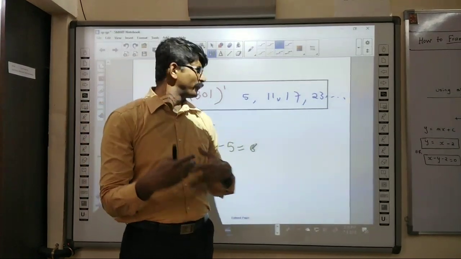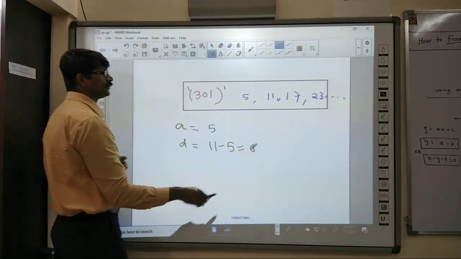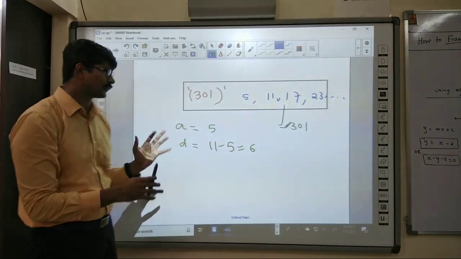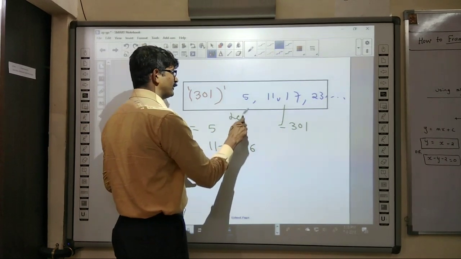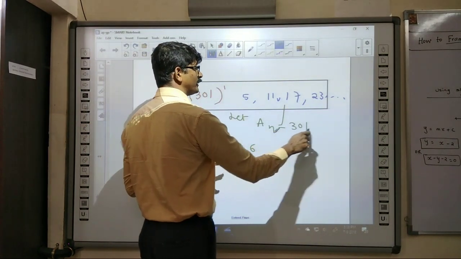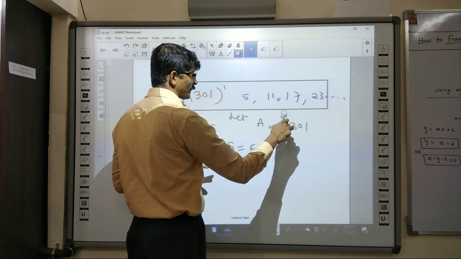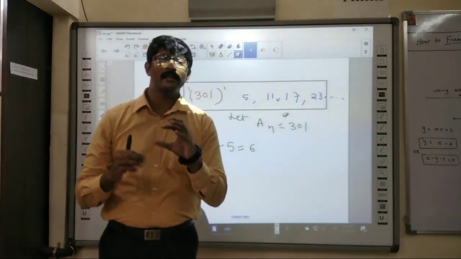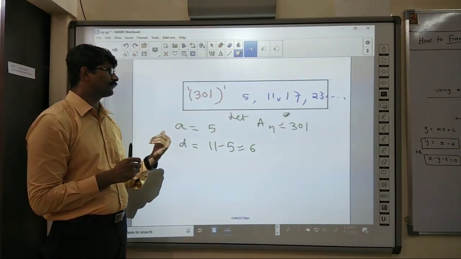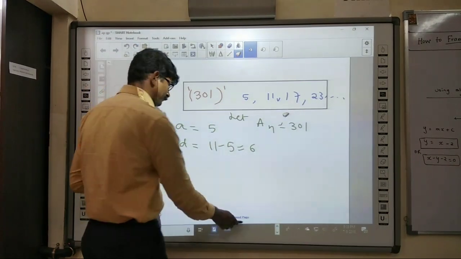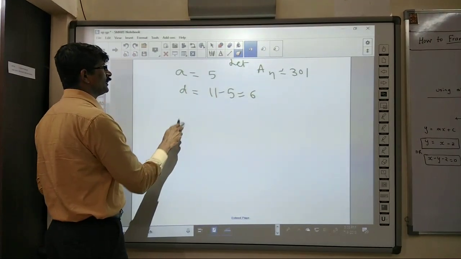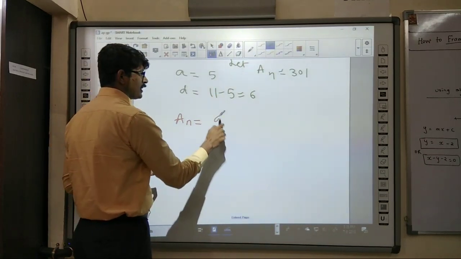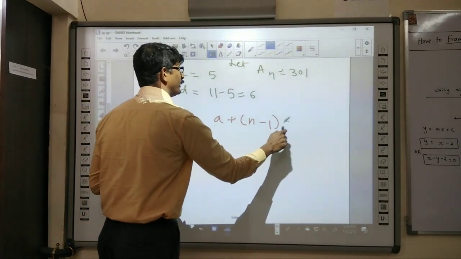So then what we have to find over here is whether this 301 is a part of this series or not. So I am assuming that an equals 301. Let an be 301. And in case we get this n as a whole number, yes, it is a part of this. Otherwise, it can't be. So what is the formula for an? a plus n minus 1 into d.